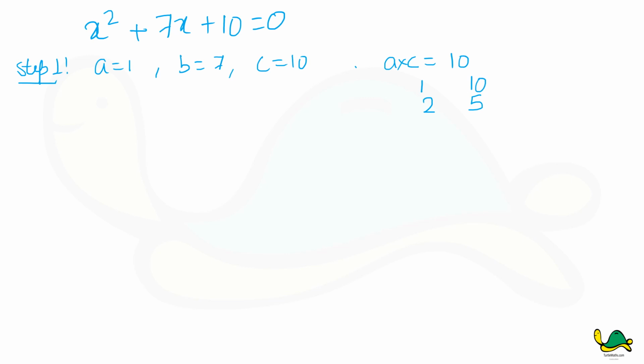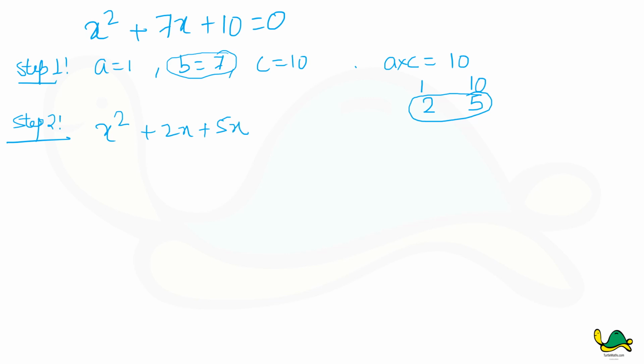Now pay attention. If I take 1 and 10, the outer product would be equal to 10, but the sum won't be equal to 7. I want the sum to be 7. I want to write this 7 such that its product is equal to 10 and its sum is equal to 7. Here 2 and 5 can do the magic. If I take my step 2, I am going to write this 7x as 2x plus 5x plus 10 equal to 0.